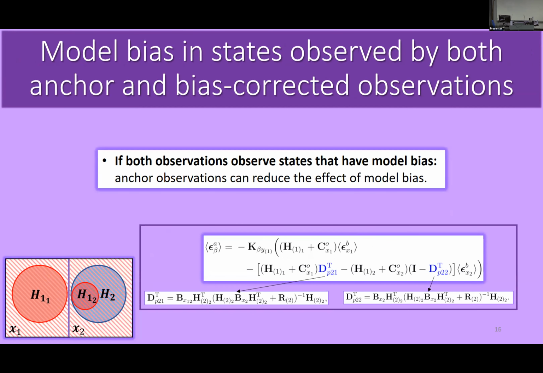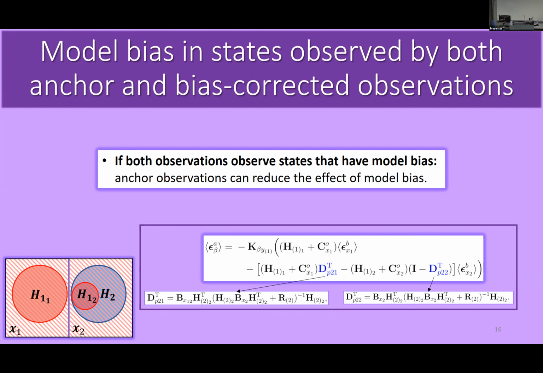Finally, we have the most general case where we just have model bias everywhere. This equation isn't quite as easy to work out what we want from it, but we can see that it's dependent on D again. So even though the anchor observations are observing different states to the biased observations, they're still all observing model bias. So the anchor observations can reduce the contamination of model bias.